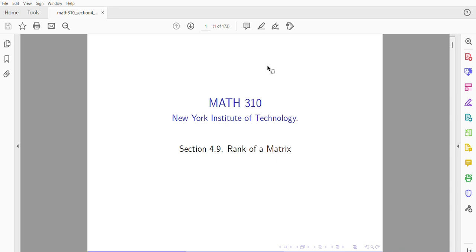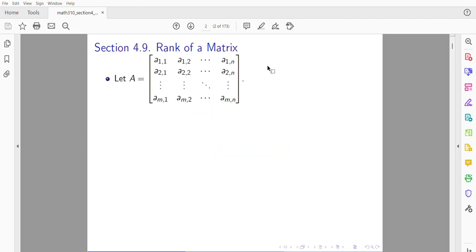Welcome back. Section 4.9, Rank of a matrix. Consider a matrix A with entries a11, a12, ..., a1n, a21, a22, ..., a2n, all the way to am1, am2, ..., amn. That is, its size is m by n.